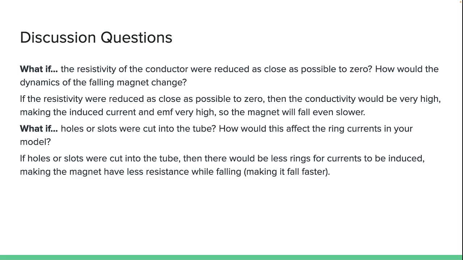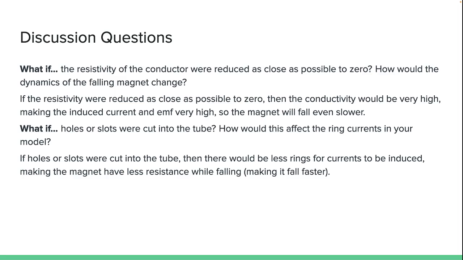So the discussion questions: what if the resistivity of the conductor were reduced as close as possible to zero? How would the dynamics of the falling magnet change? So if this were to happen, then the conductivity would be very high due to inverse relation, and this will make the induced current and EMF very high, so the magnet will fall even slower.